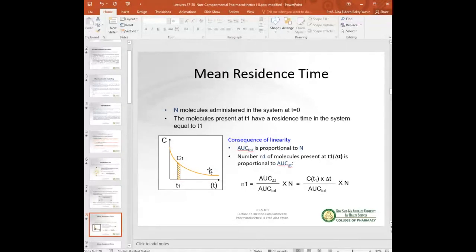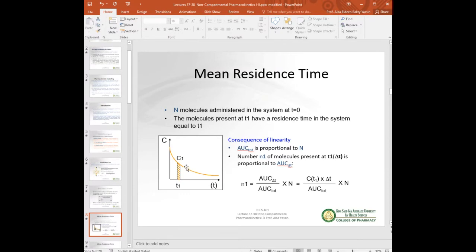So each concentration point is a tiny part of the total area under the curve. If we consider C1, which is representing a time of T1, and we consider this a small minute period, short period.